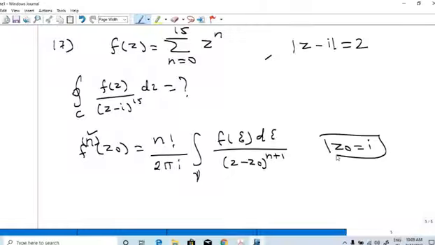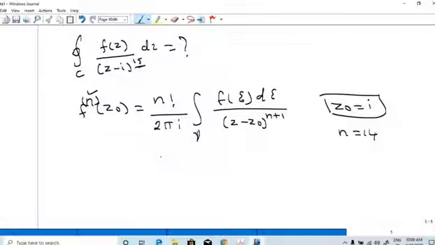Okay, in our case, what is our n? N should be, since this is 15 given, therefore 14. 14 is our n. Now the question is, what is this? So just cross multiply this n factorial by 2 pi i. So we have only this. So now apply this one.